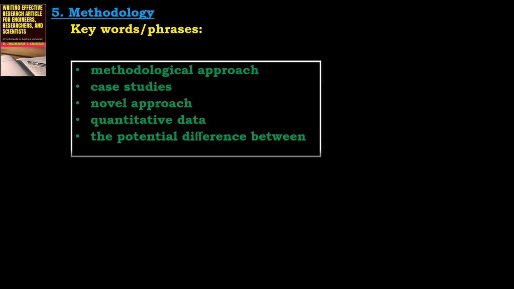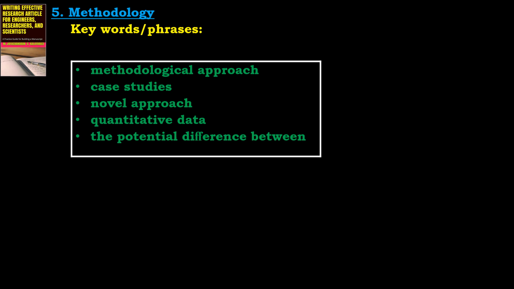5. Methodology. This section suggests the frequently used phrases in publications to describe the approach or method, procedures, and variables used in your research. Key phrases are a methodological approach, case studies, novel approach, quantitative data, the potential difference between.